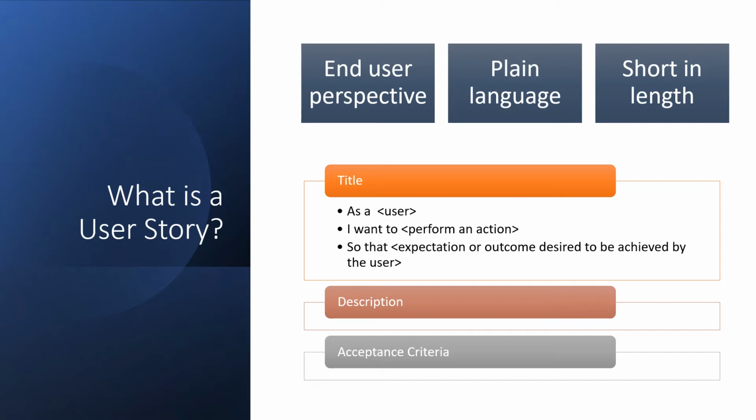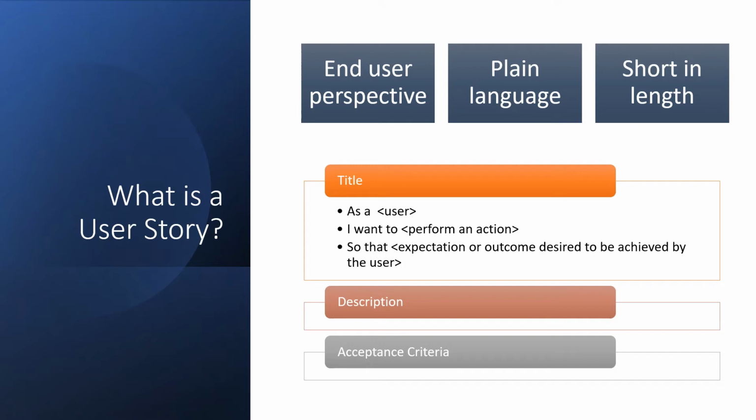A user story is made up of the following elements: title, description, and acceptance criteria. The title of a user story follows a basic formula. As a user, I want to perform an action so that expectation or outcome desired to be achieved by the user. The title is expressed as a persona and the action in the form of an objective. The title also includes the outcome we are trying to satisfy. There is also the description and the acceptance criteria.